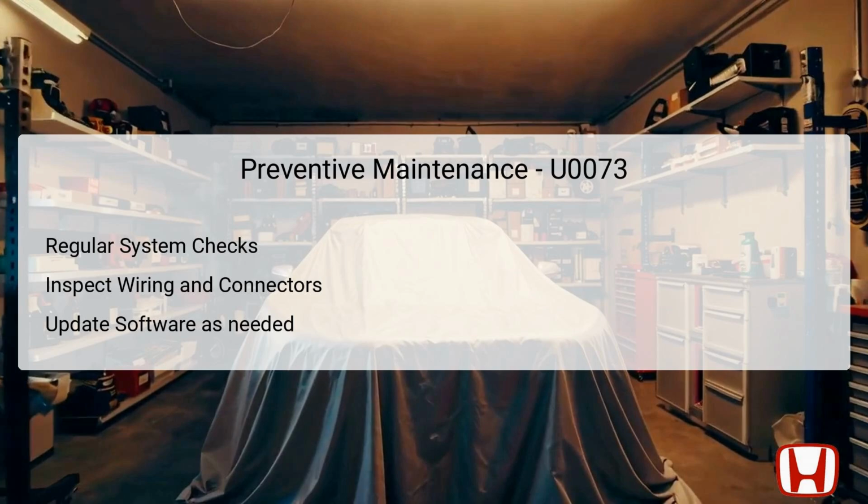Inspecting wiring and connectors should be part of routine maintenance to ensure they are free from moisture, corrosion, or physical damage, which can often lead to communication errors. Additionally, software updates can resolve glitches in communication protocols and improve system responsiveness. Keeping all electronic systems well maintained is key to preventing future DTCs and ensuring a smooth driving experience.